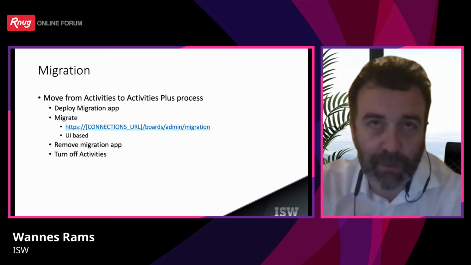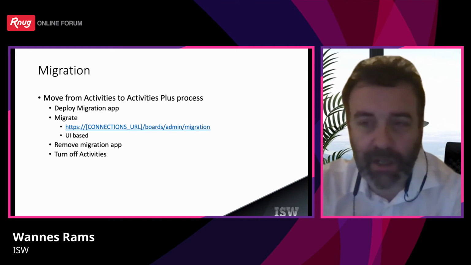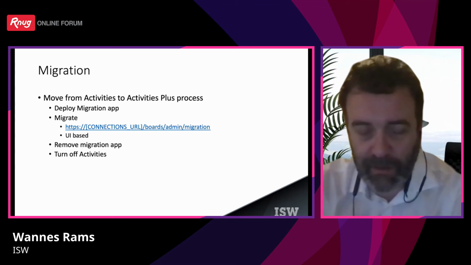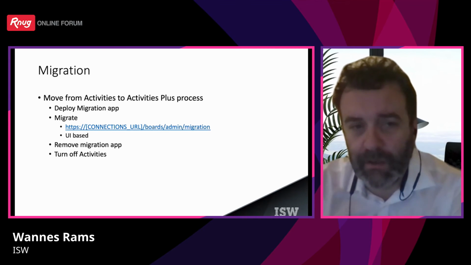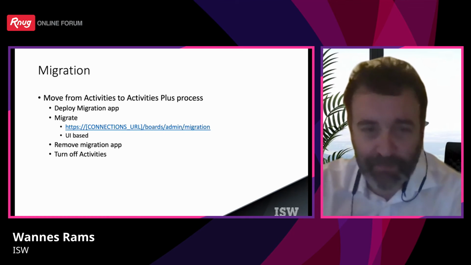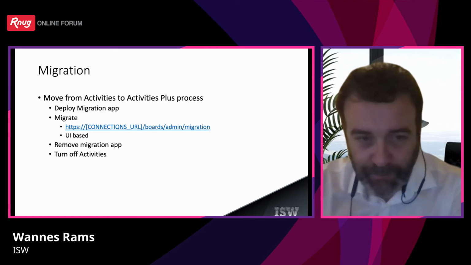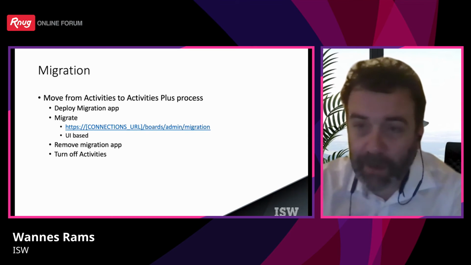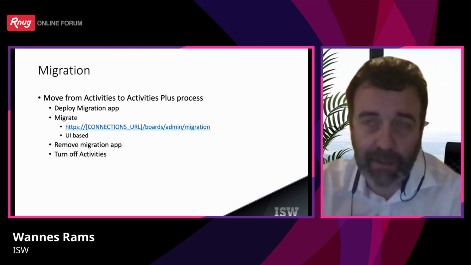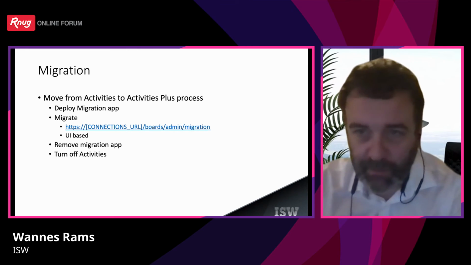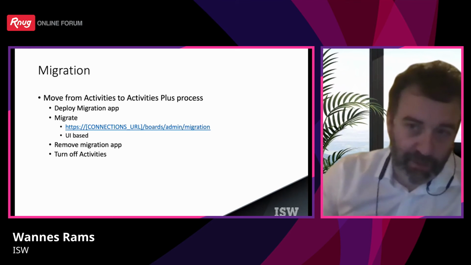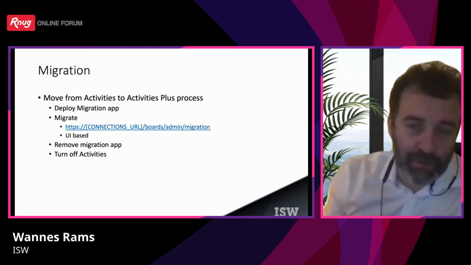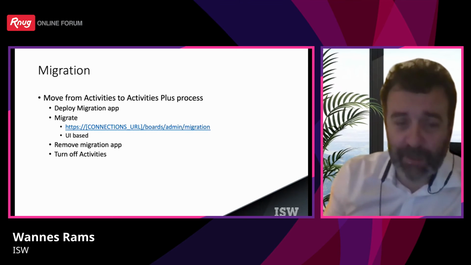When you install Activities Plus, there is a migration application that you can install. It just needs to be deployed in the same Component Pack or Kubernetes stack as you install the rest of the product. And it is web browser based, it says UI based. Yeah, okay. So it's not command line. So this browser based migration tool is what you can use to migrate all activities from the classical Activities application to Activities Plus. So a one-off migration, so you can disable Activities and start using Activities Plus for all of your users. And once you're done, you just remove, you kill the pod, and that's it.